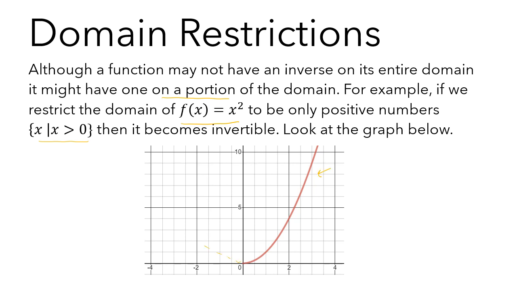Usually you would have this continue on the other side, and then it would fail the horizontal line test. But in this case, we don't have that. We only have the right-hand side, and it does pass the horizontal line test. So by restricting the domain, we made this function actually invertible.